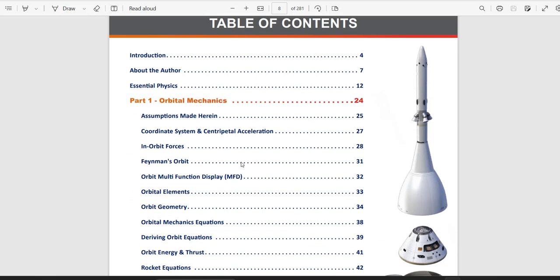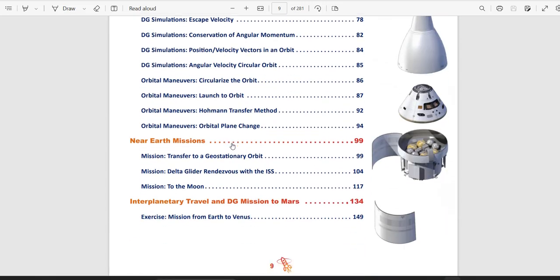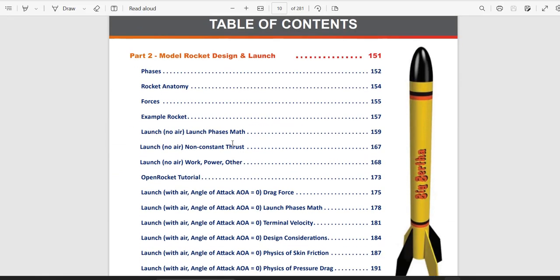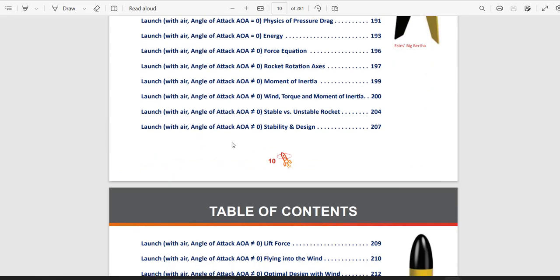Okay, here's the table of contents. So for orbital mechanics, here we have it. Okay, we're not going to cover model rocket design and launch in this video.